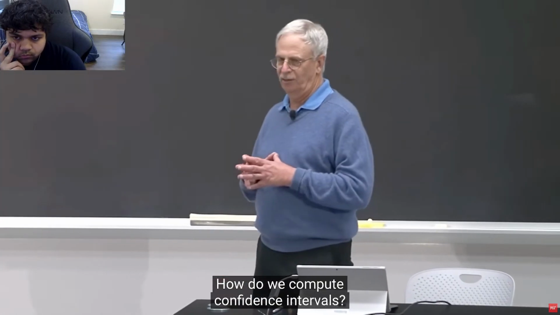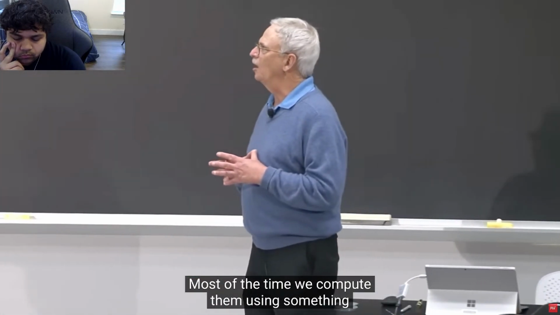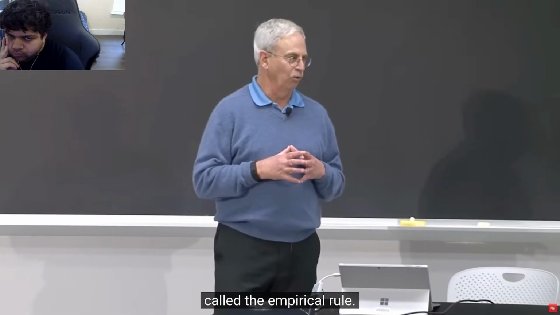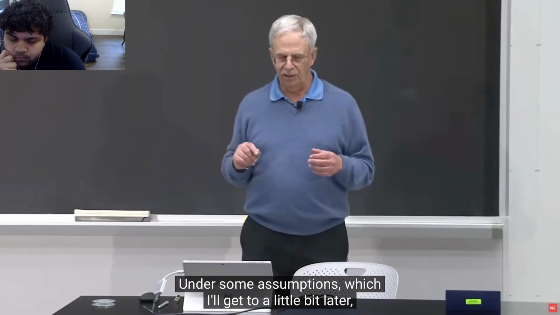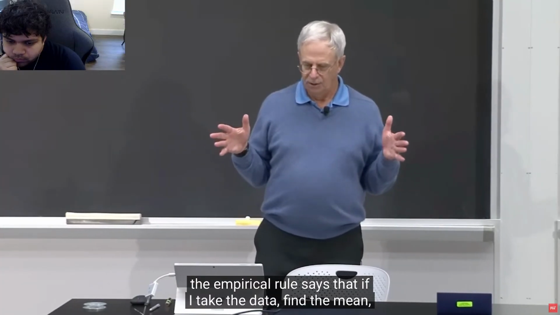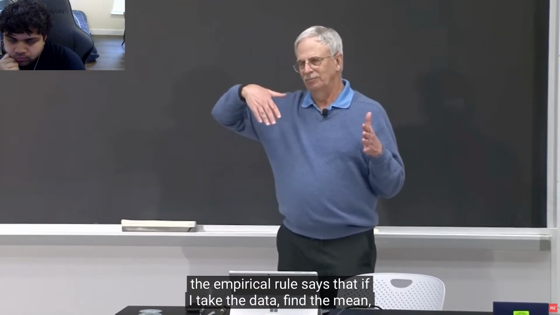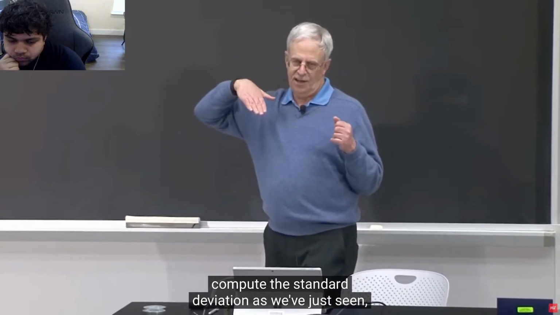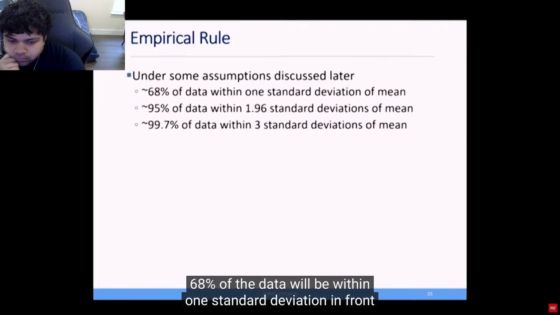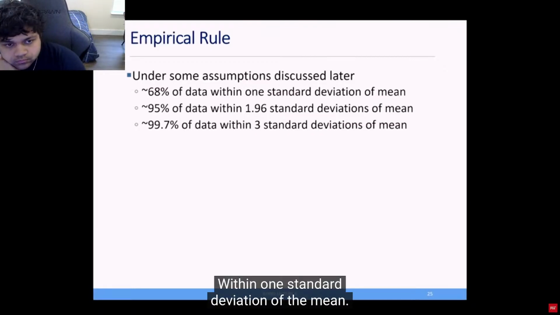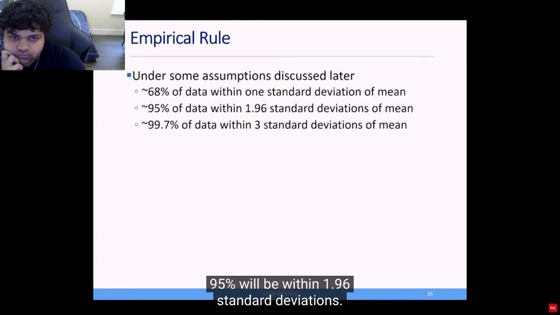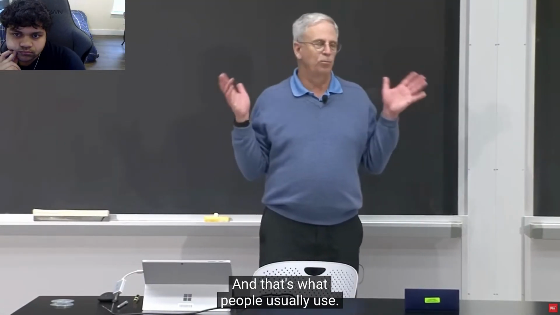How do we compute confidence intervals? Most of the time, we compute them using something called the empirical rule. Under some assumptions, which I'll get to a little bit later, the empirical rule says that if I take the data, find the mean, compute the standard deviation as we've just seen, 68% of the data will be within one standard deviation in front of or behind the mean. 95% will be within 1.96 standard deviations.